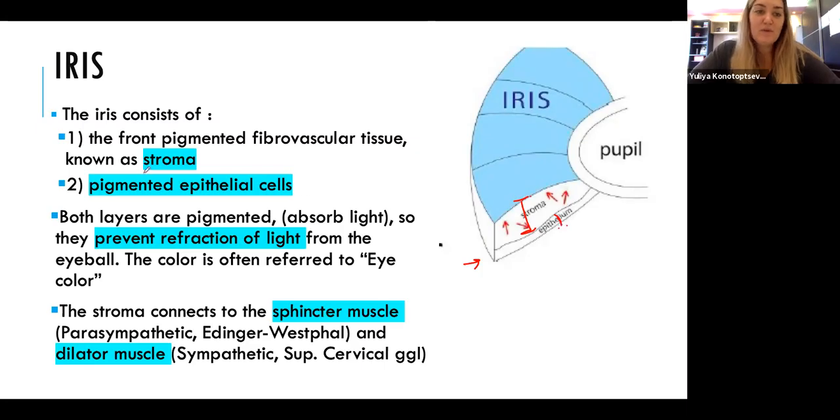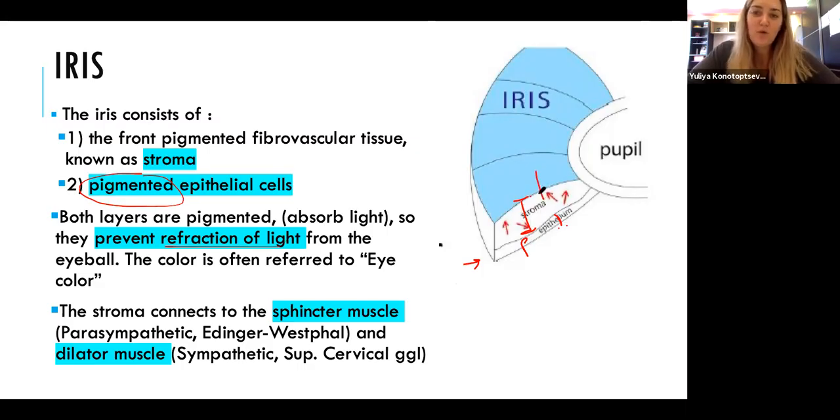The epithelium is pigmented, and this pigmented epithelium is responsible for the color of the eye, right? What is the purpose? Absorb the light, to prevent the refraction of the light, to make sure that it doesn't scatter, that it doesn't break, and etc.